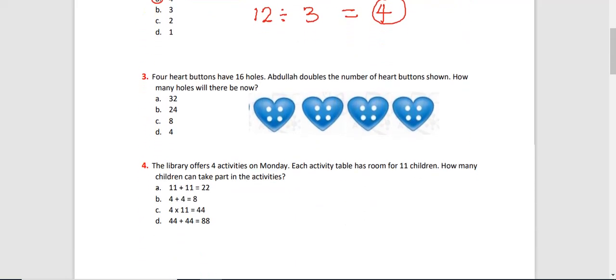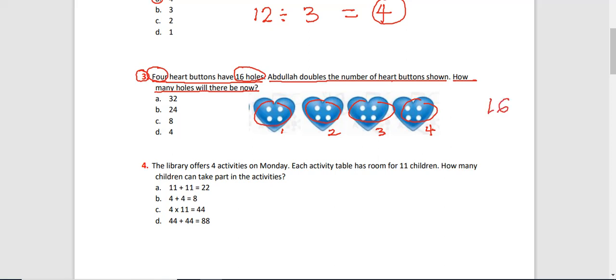Question number 3. 4 heart buttons have 16 holes. Abdullah doubles the number of heart buttons shown. How many holes will there be now? So these are 4 heart buttons, 1, 2, 3, 4. And the question says these 4 buttons have 16 holes. If you count, this is 4, 4, 4, 4. All together, that is 16.